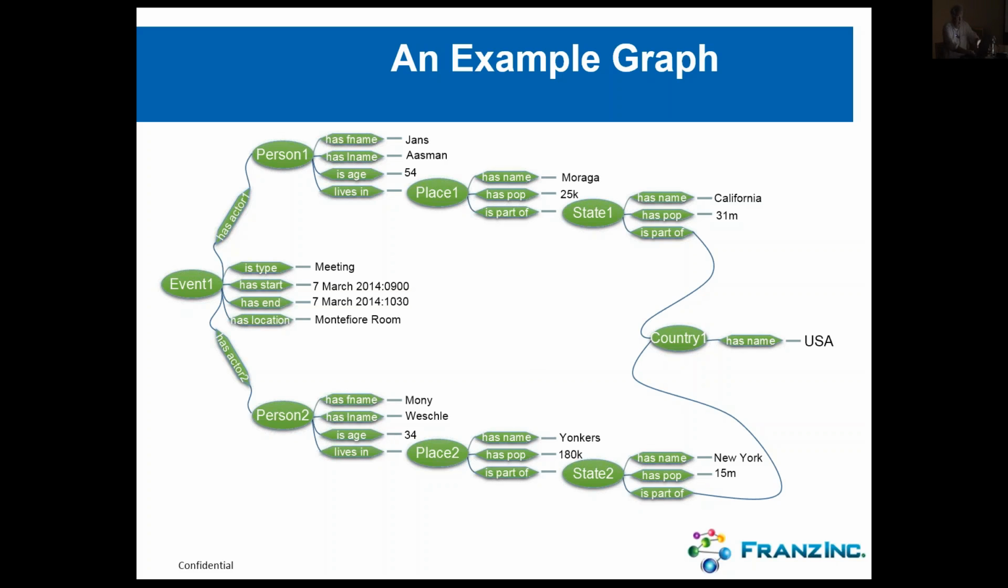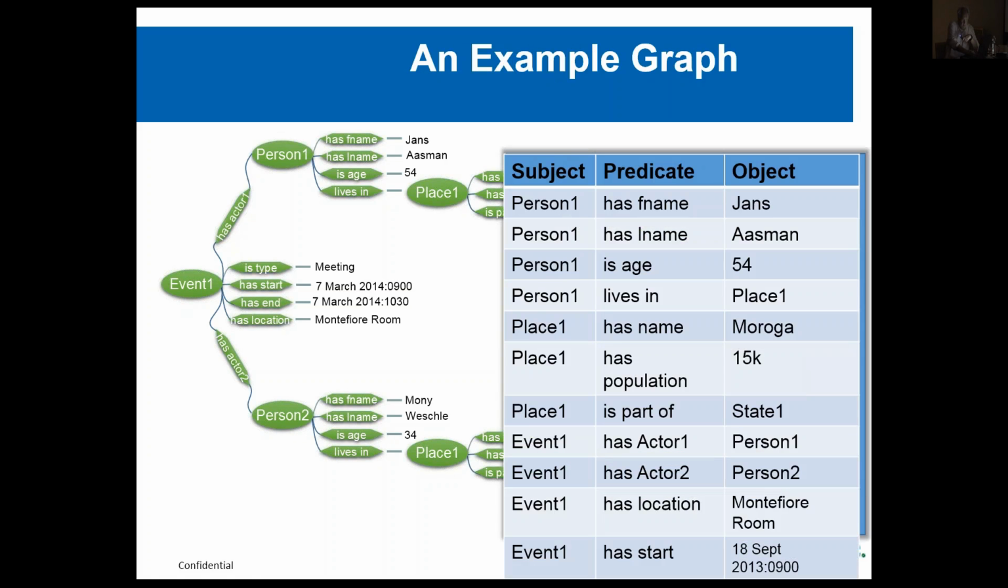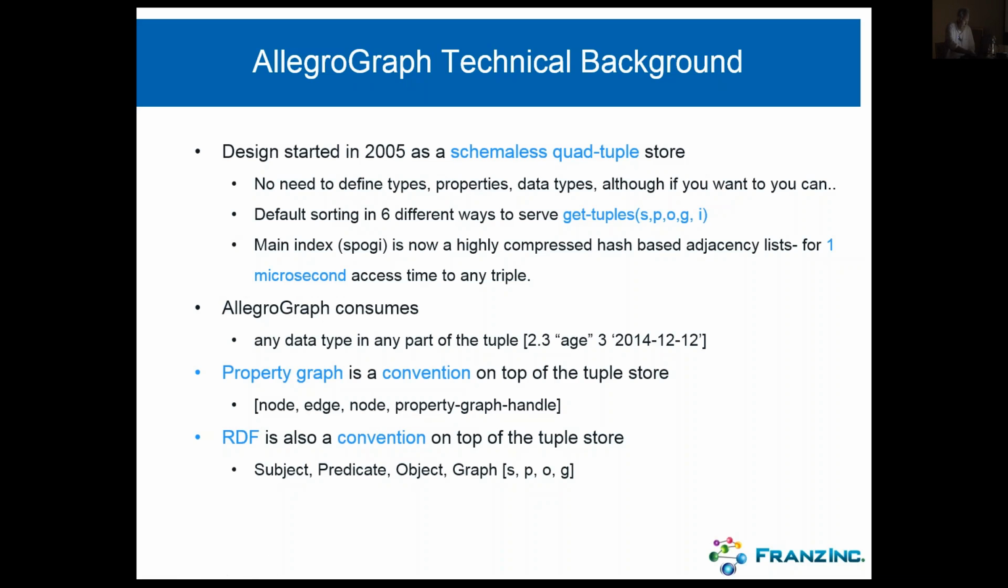Now, I'm running ahead of myself, because this is a graph, but AllegroGraph is an RDF graph database where we represent this graph as what we call triples. So here you see person 1 has name Jans, person 1 has last name Aasman, has age, lives in. So you can represent the graph in triples. That's what we do as a product.